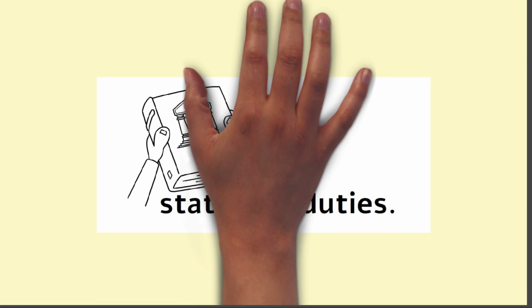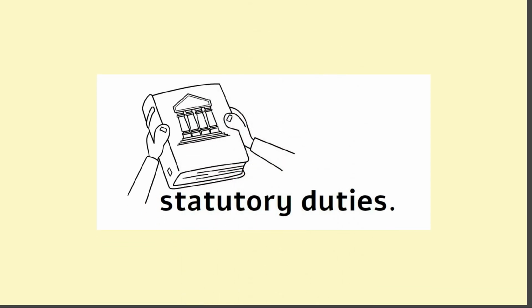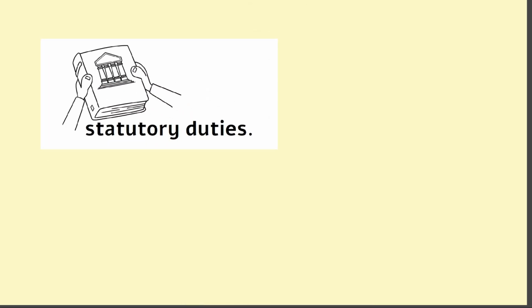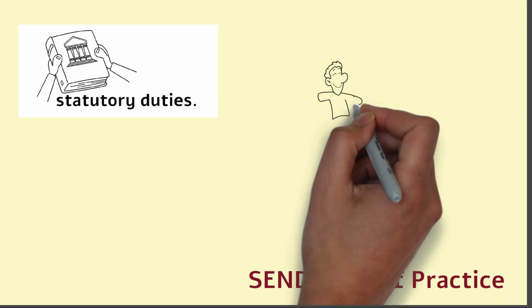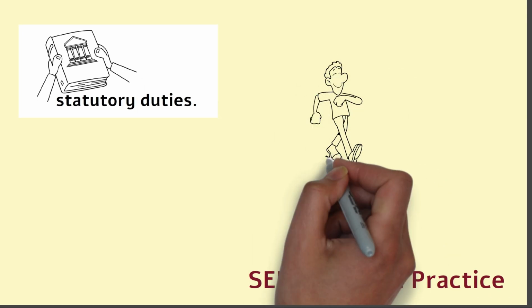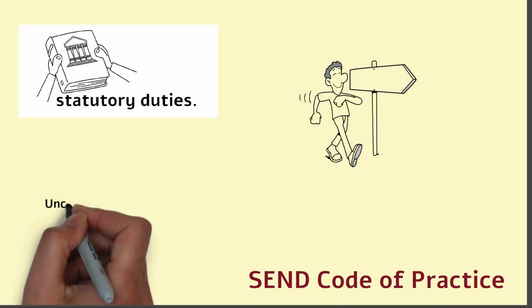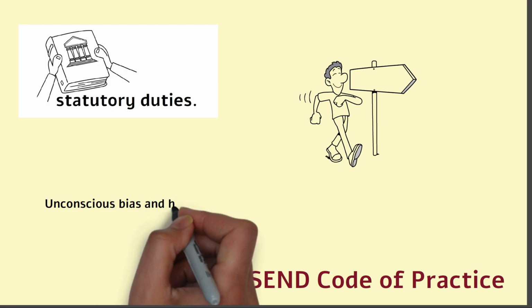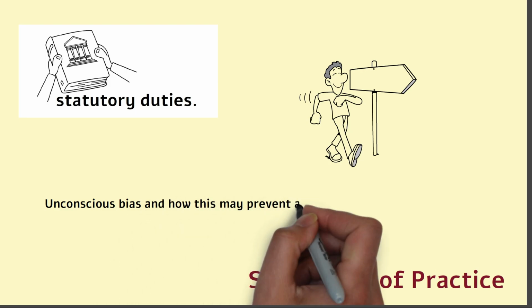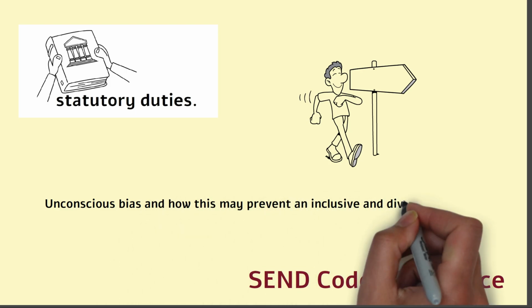It is important to emphasize that all decisions made must be in line with the SEND Code of Practice, ensuring that those making decisions are fulfilling their statutory duties. The document also provides practical guidance that is extremely informative and useful to incorporate. Teaching Standard 5 talks of the importance of adapting teaching to meet the needs of all. Moreover, professionals must learn to recognize their own personal unconscious bias and how this may prevent an inclusive and diverse learning environment.